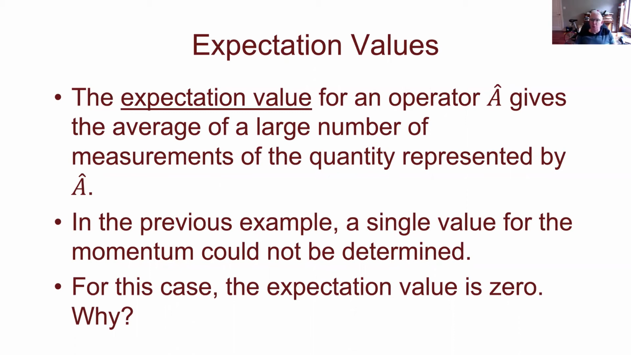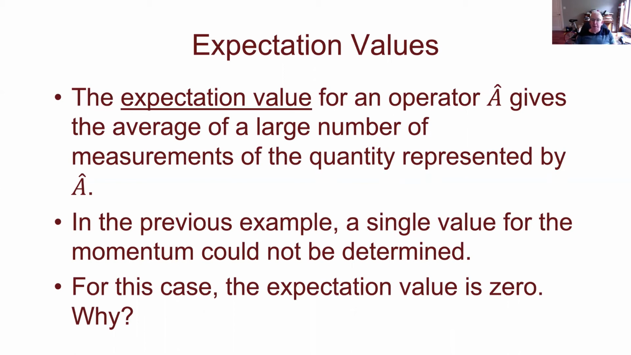Okay, so the expectation value is the average of a large number of measurements of the quantity that's represented by that particular operator, right? So if I take an operator A and I measure property A lots and lots of times, in the limit of very many measurements, the average of all those measurements should come to the expectation value of this operator, okay?